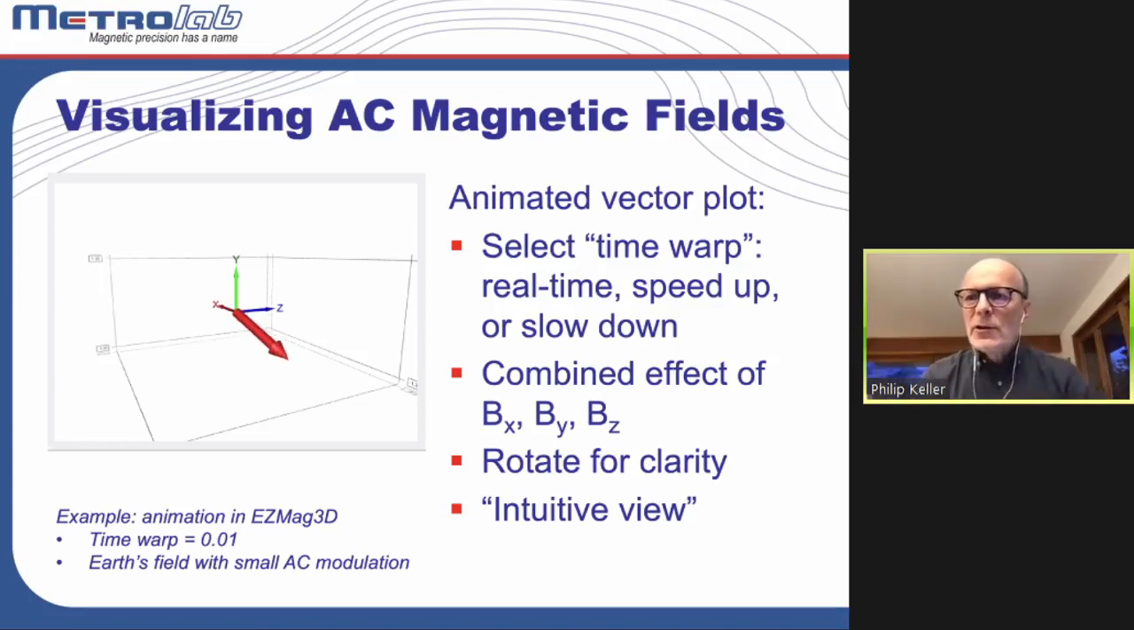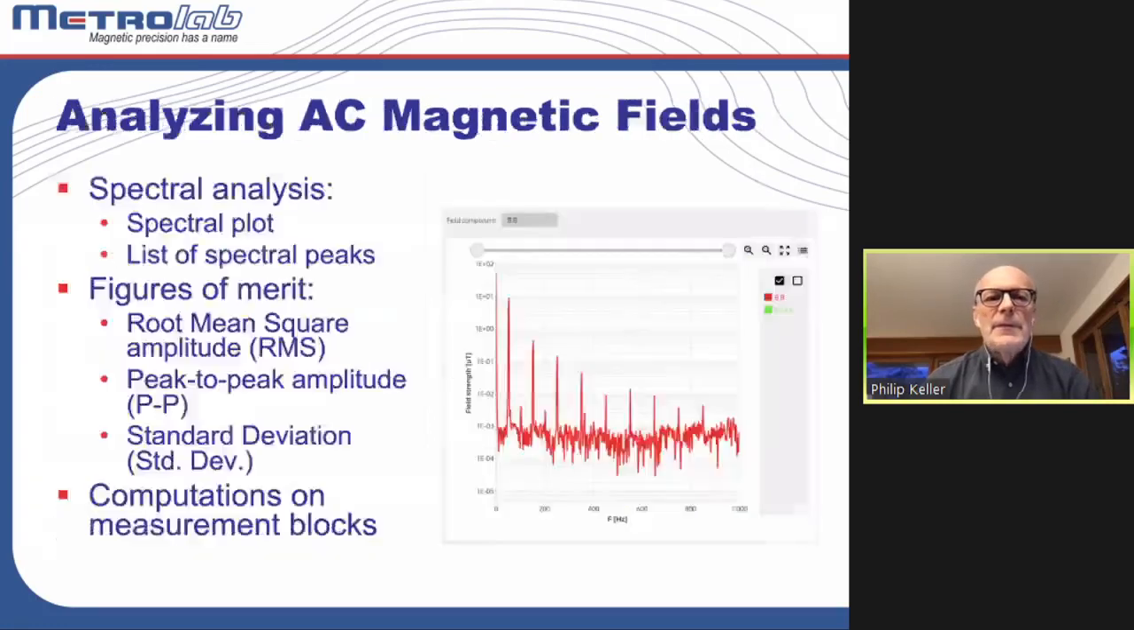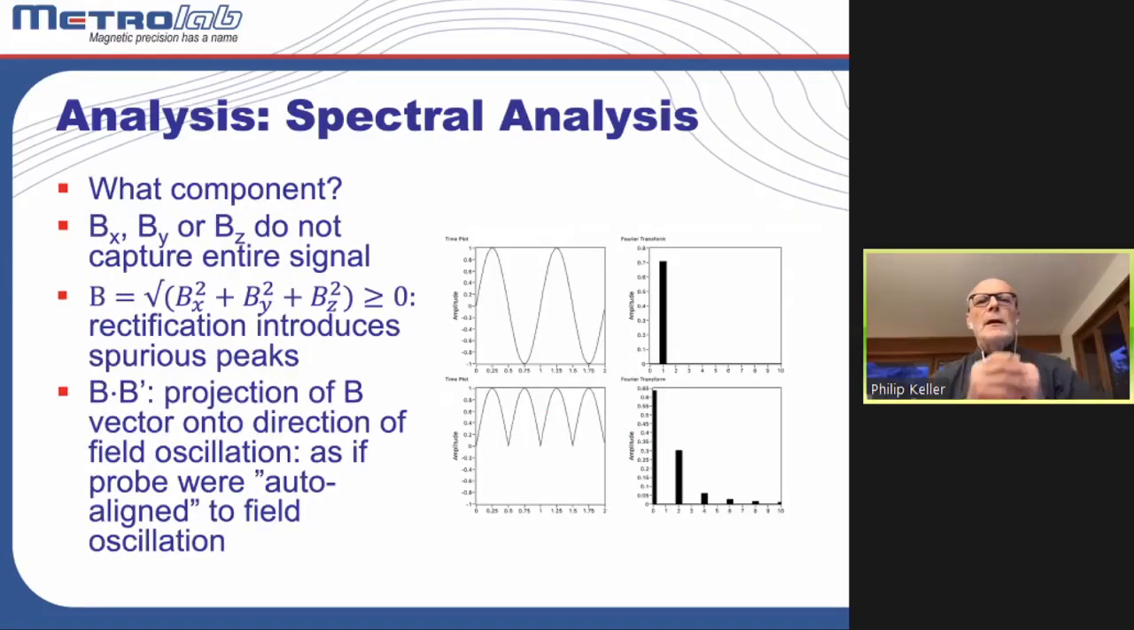So these are two good ways of visualizing the data, but often we want to be able to analyze the data. So now there are basically two big classes of things in our toolkit. One is spectral analysis, and the other is computing various figures of merit. So let's talk about spectral analysis first. Okay, we're going to take a Fourier transform.